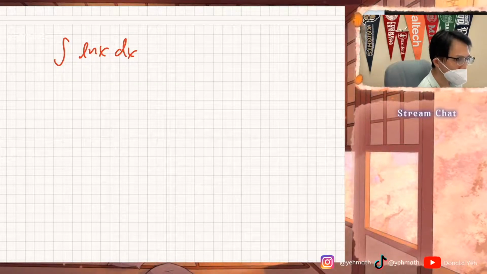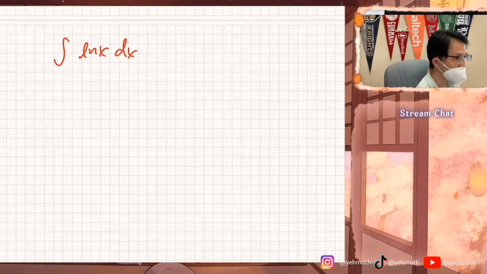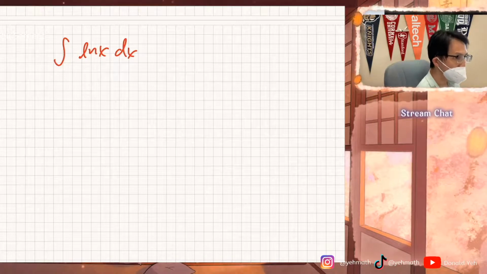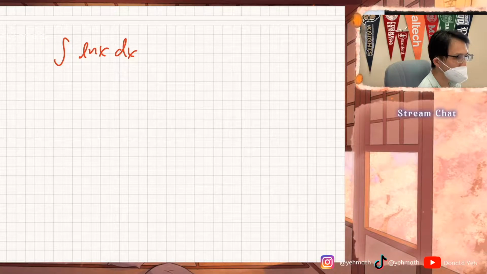Natural log of x squared over 2? But there's no parts though. What are the parts? There's no natural log anyway. We're using the method that you just taught us, are we? No, not yet. Yeah, exactly. So what would we use?